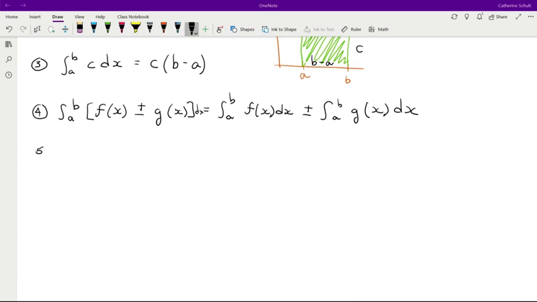Another one that comes directly from our limit properties: if we have a constant times a function, guess what we can do to that constant? We can move it outside.